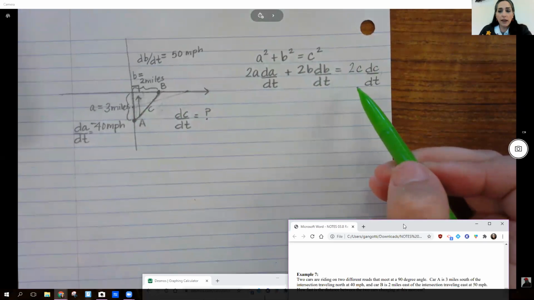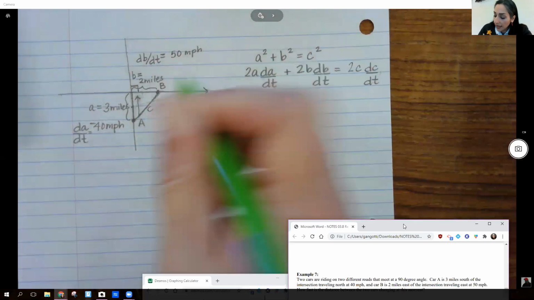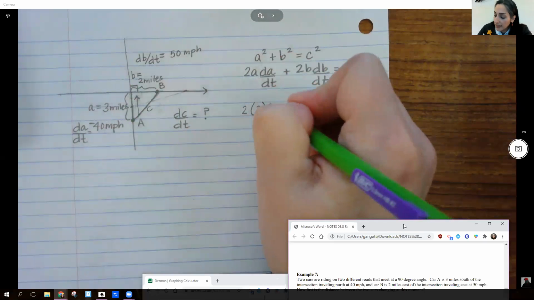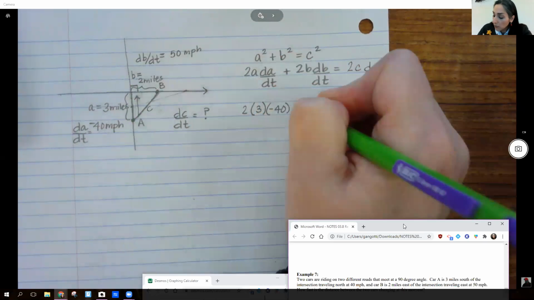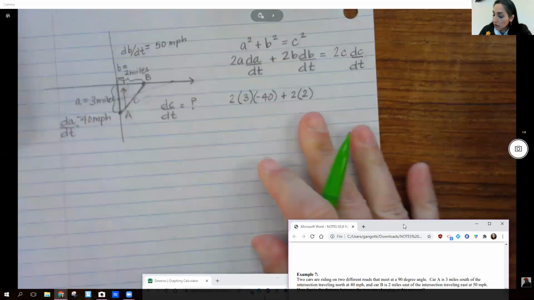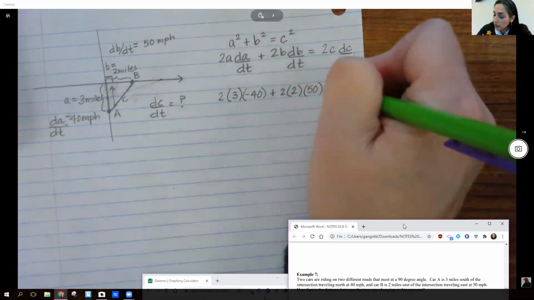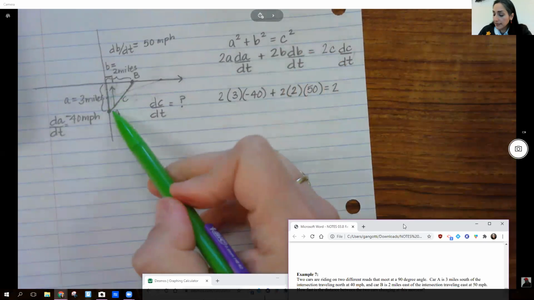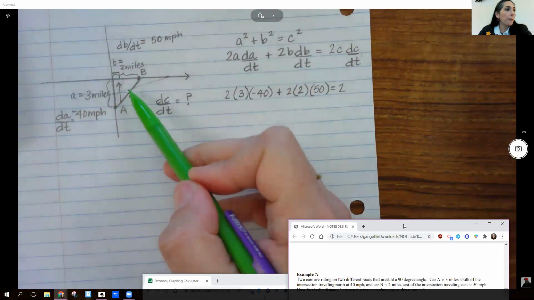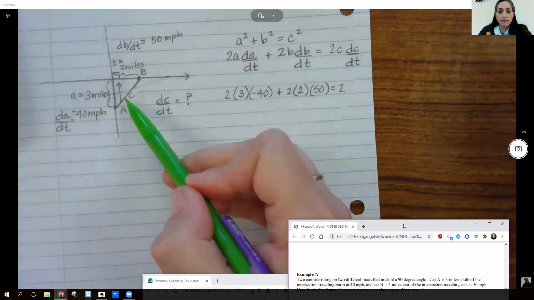Okay, so now we plug in everything that we know. So you got 2 times a, which was 3, times dA dt, which is -40, plus 2 times b, which was 2, times dB dt, positive 50, equals 2 times c, don't know what c is. Can you figure out c for me?